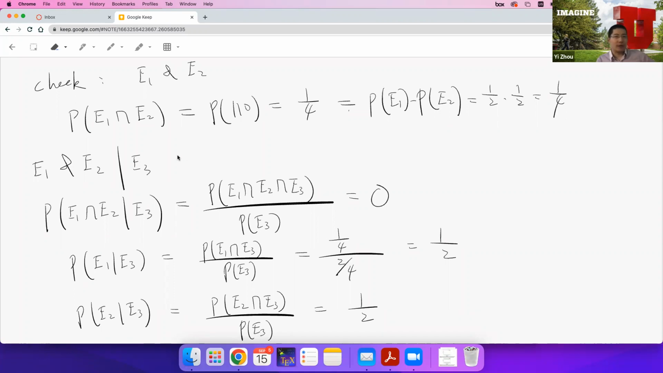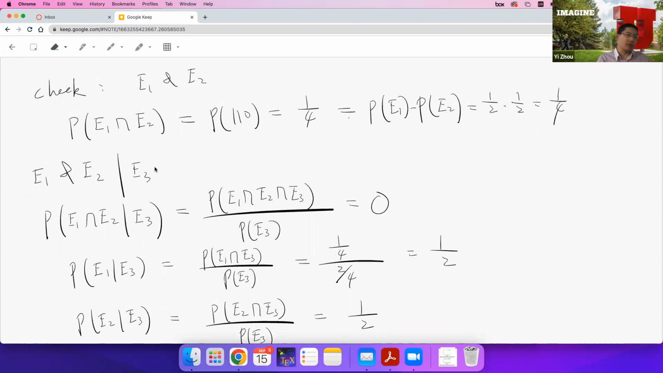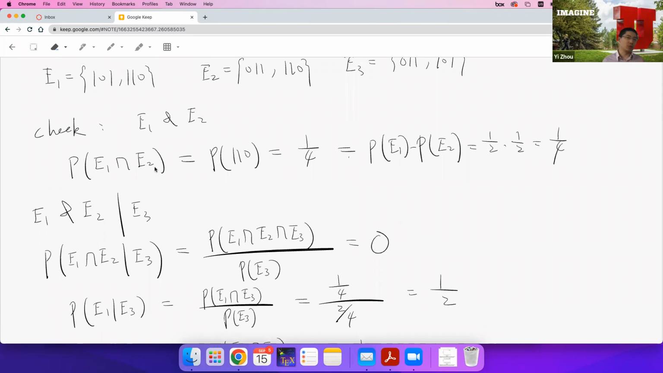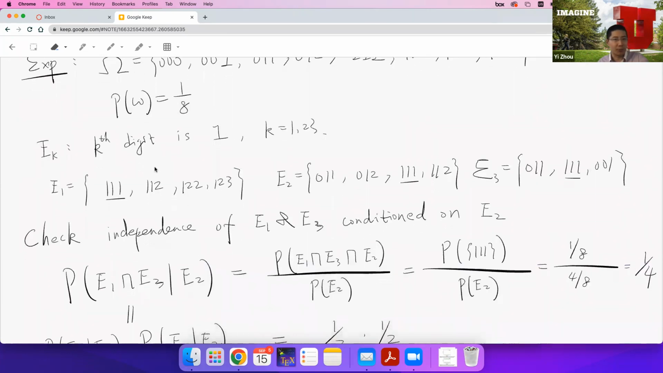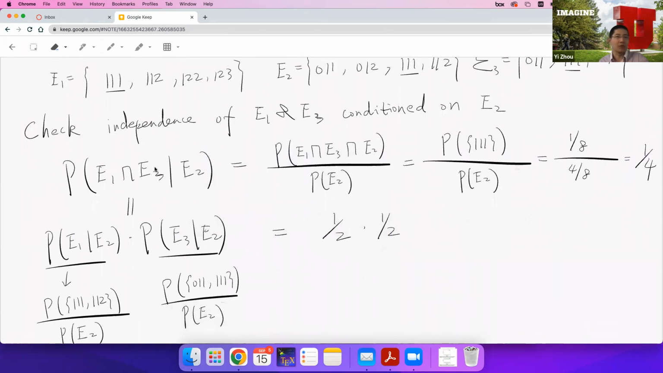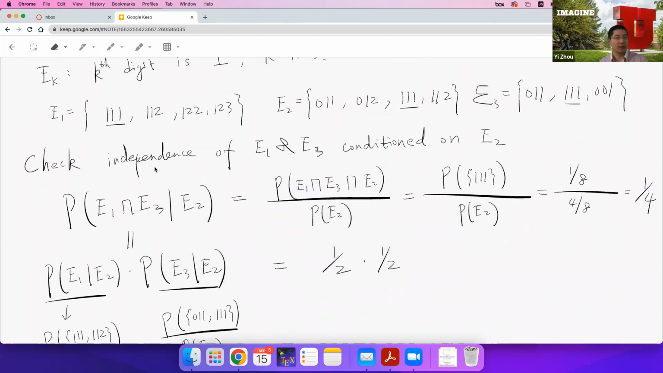So this means that conditioned on E3, the independence between E1 and E2 no longer holds. This shows that we can break independence by conditioning on another event, and the previous example shows that we can build independence by conditioning on another event. In the previous example, the two events are not independent by themselves, but conditioning on E2, they can be independent.